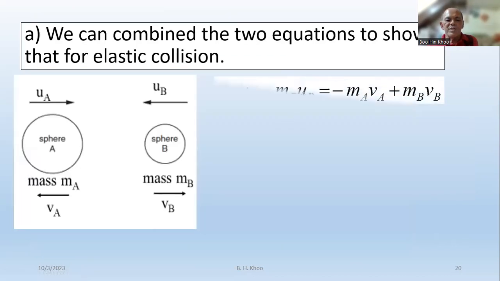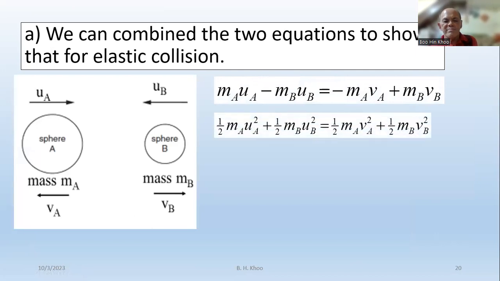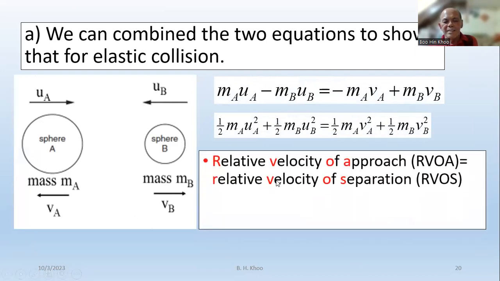We can combine the two equations. These two equations together, we should be able to write this equation for this particular case. And then we come to this formula, relative velocity of approach. Approach means A approaching B. It's always this one approaching B. Relative velocity of separation is this one moving away from this one because it has gained speed. So that's why it's always this one minus that one there.